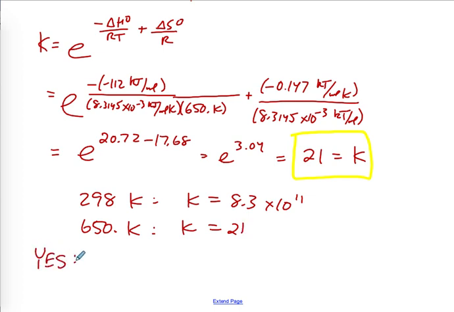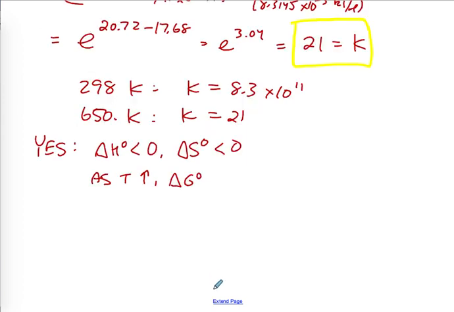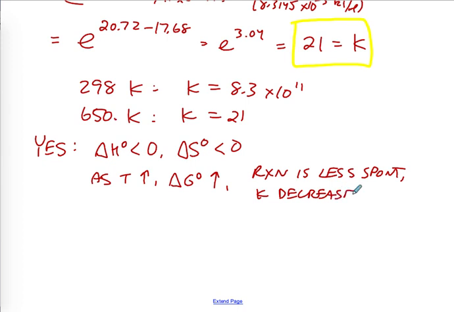So when the standard enthalpy change, delta H naught, is negative, but the standard entropy change is also negative, as temperature increases, delta G naught increases, the reaction is less spontaneous, and K decreases. So yes, for this particular case, the decrease in the equilibrium constant with increasing temperature is completely consistent with the reaction becoming less spontaneous.